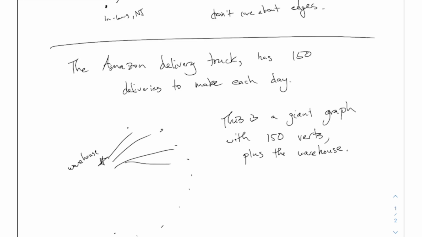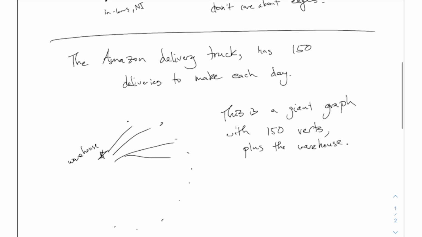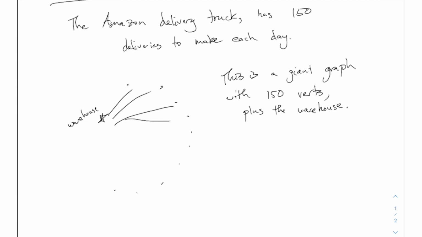And actually, the driver does not figure this out. When the driver gets to work, they get a big list of all the addresses they have to go to, and also somebody has figured out the route that they're supposed to drive. The driver doesn't figure that out. But anyway, this is a giant graph with 150 vertices plus the warehouse, and someone figures out the best route to drive. And this is really what I want to talk about today.